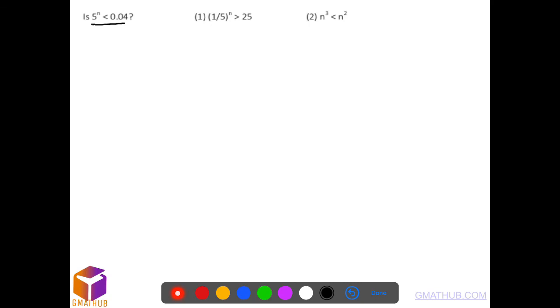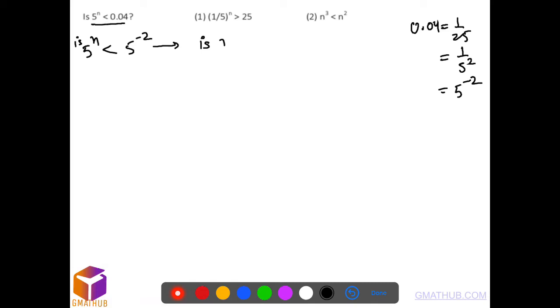When we have exponents, convert both the sides to exponents. Like 0.04 is equal to 1 by 25, 1 by 5 square, or 5 raised to power minus 2. So 5 raised to power n is less than 5 raised to power minus 2. What we are simply checking is n less than minus 2. That's what we are checking.